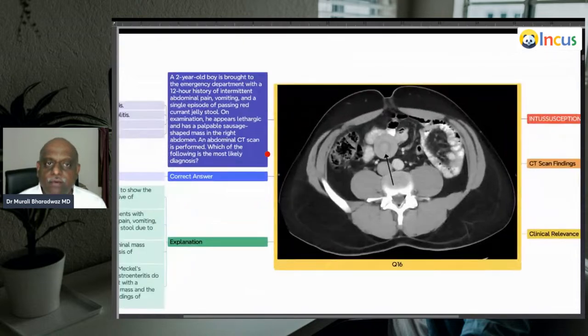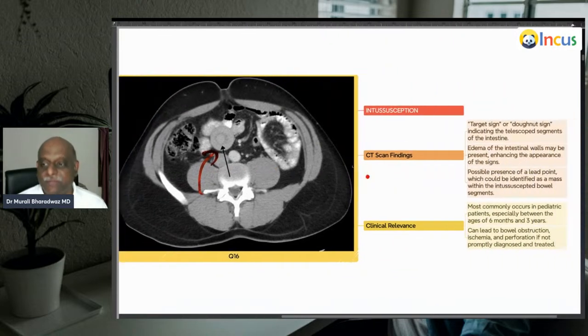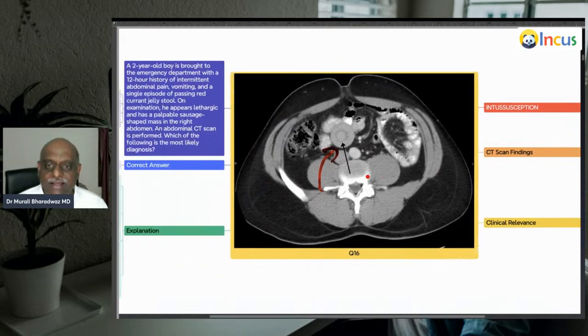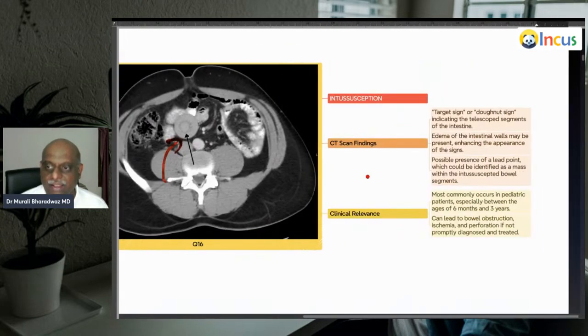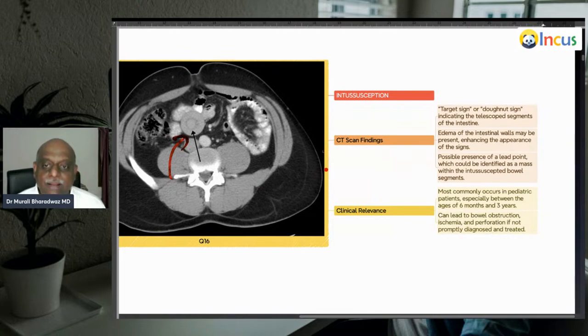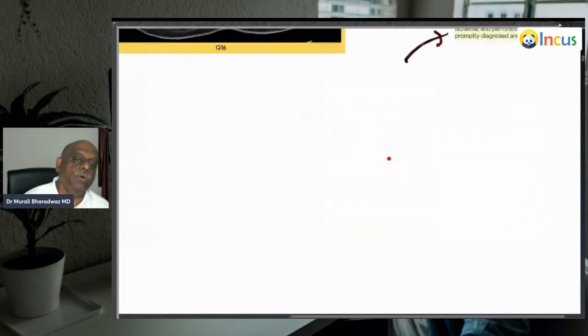Now, doctor, a 2-year-old is brought to the emergency with intermittent abdominal pain and passing currant red jelly stools. Intussusception. So what you are seeing here is intussusception. Commonly in pediatric patients between 6 months to 3 years, it can lead to bowel obstruction. And what is this called? Donut sign or target sign is what you see in intussusception.